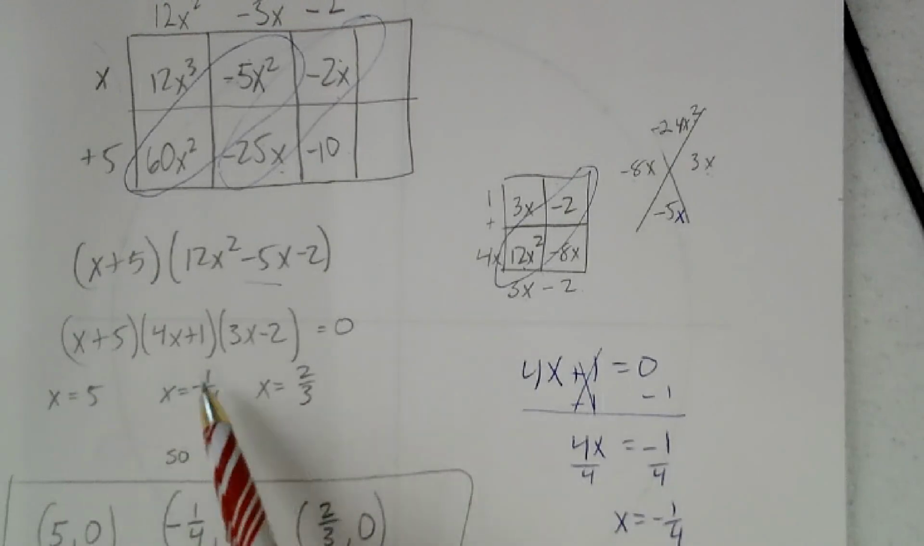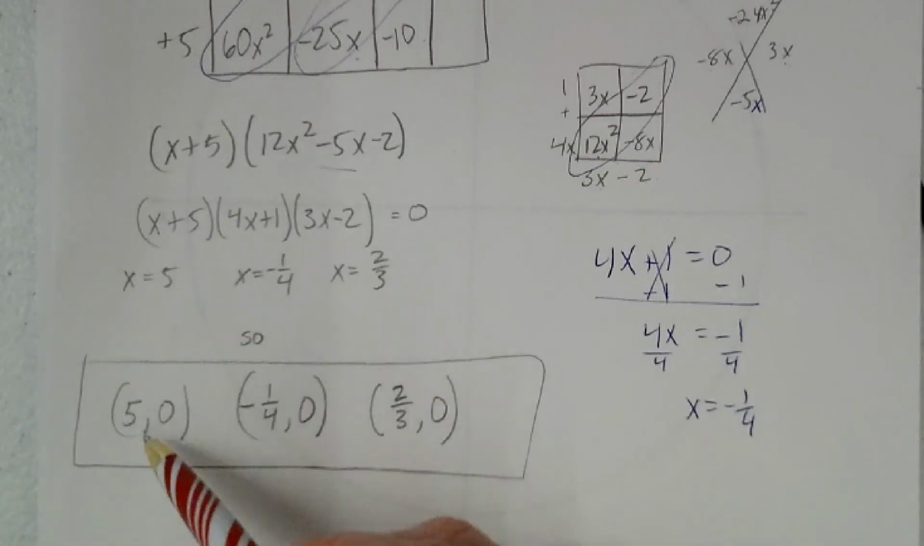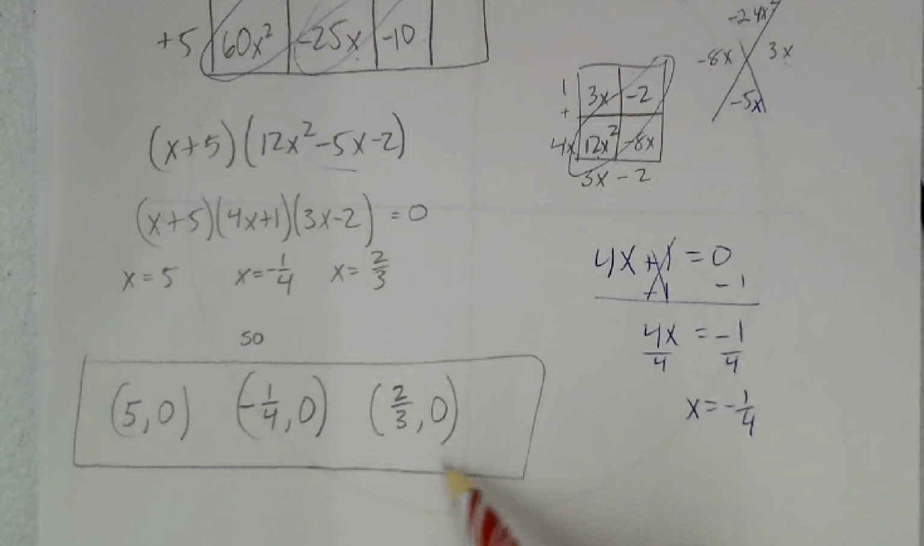So these are my 3 intercepts, well, besides the one that they gave me. And so I can write them as (-5, 0), (-1/4, 0), and (2/3, 0).